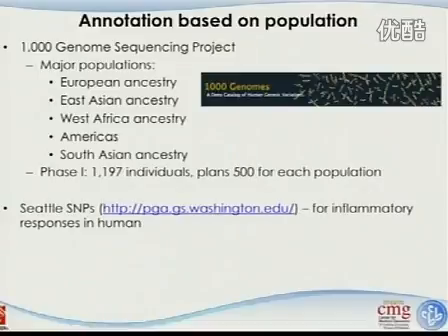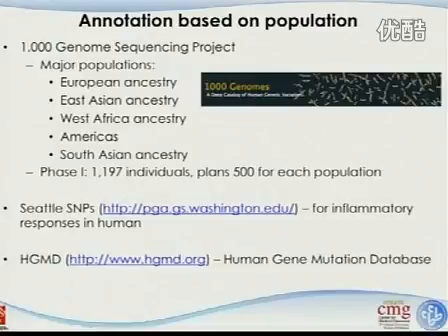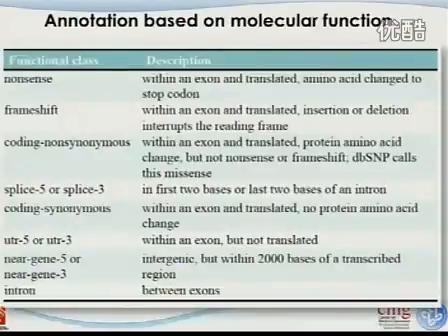Another one is the Seattle SNPs, which is only for the inflammatory responses in humans, so that is a very important source as well. The next one is HGMD, the human gene mutation database. Those do not really help you rule out anything; they just help you identify whether your variation has already been identified or not. They are a humanly curated database, and a lot of people use HGMD as their gold standard when they do research.